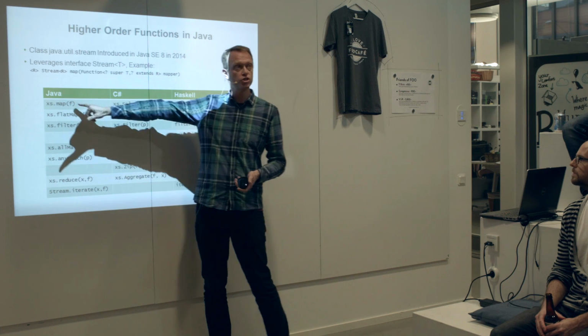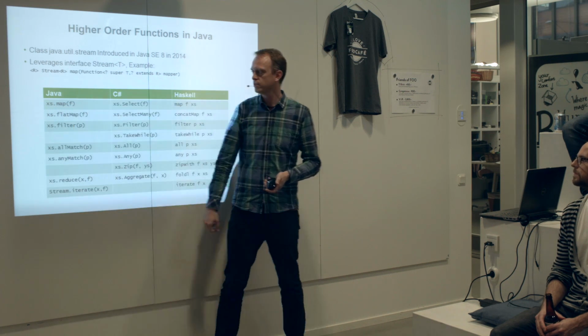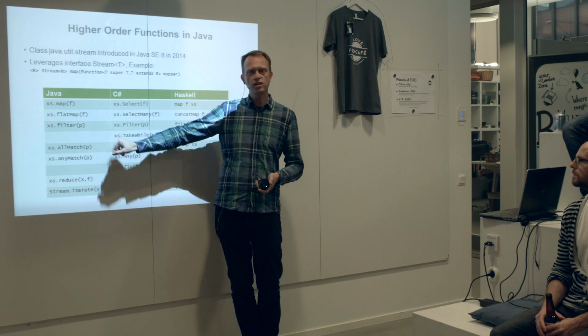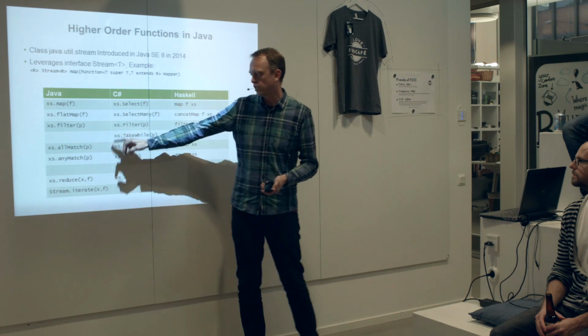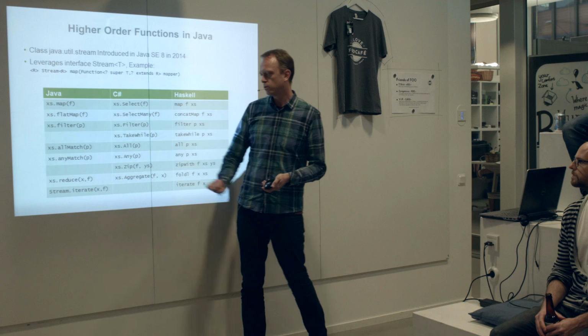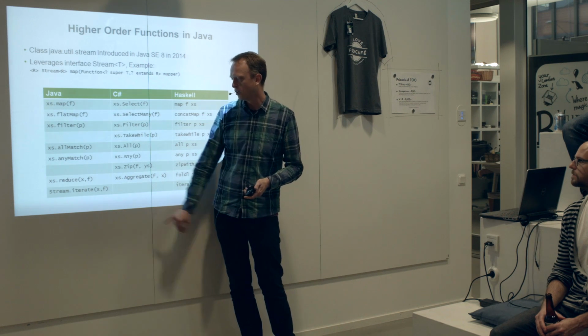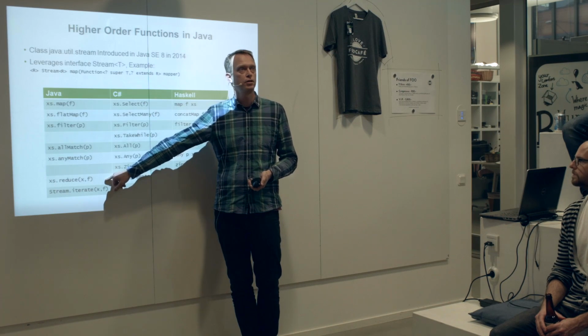So you have a map function that takes this stream, and you can apply that function to all elements. FlatMap is the same as SelectMany. Filter. I couldn't find a takeWhile in that library, but I'm sure you can construct it if you want to. AllMatch, AnyMatch. ZipWith I couldn't find. Again, you should probably be able to construct that. Reduce is the name of the fold function in Java, in this library.